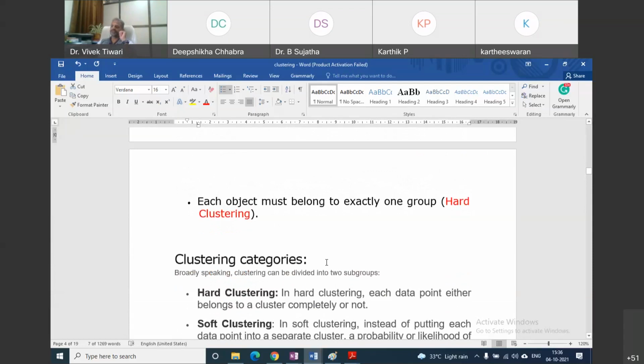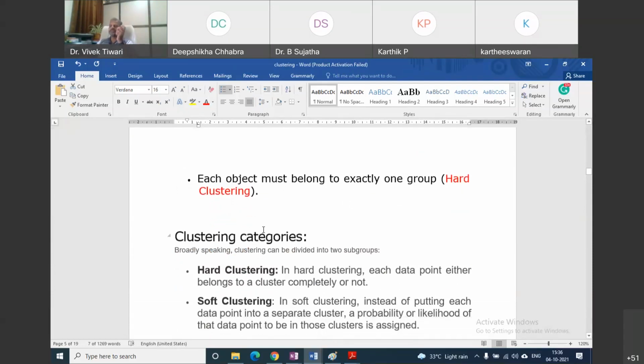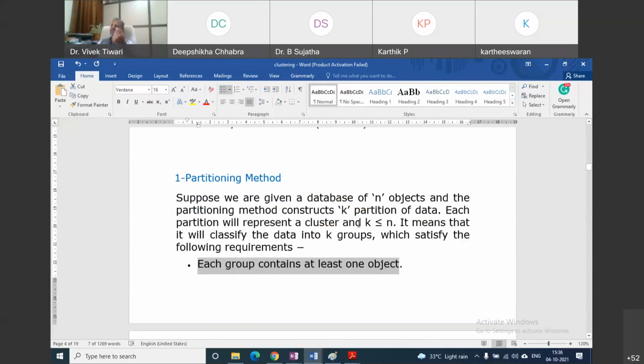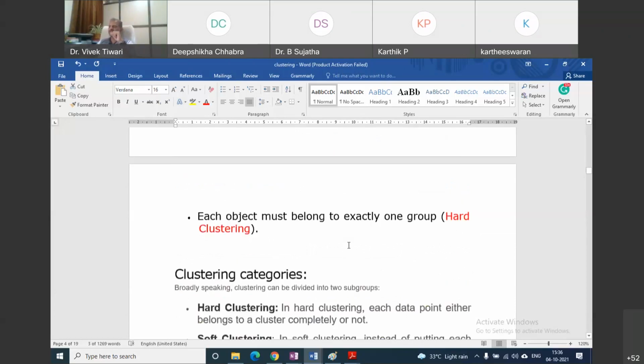The second point is more important. Each object or data point must belong to exactly one group. It is called hard clustering. When I talk about hard clustering, you need to understand what soft clustering is. So here I will explain hard clustering and soft clustering, then you will be able to answer whether k less than or equal to n is true or not. Directly you cannot answer it, so let me explain.